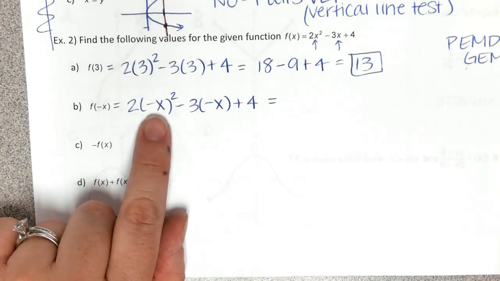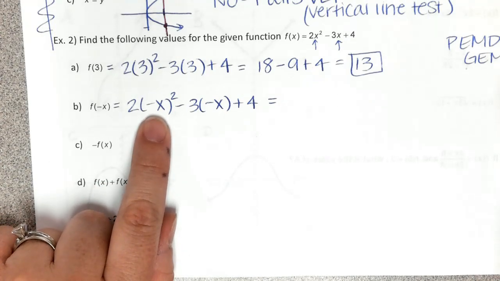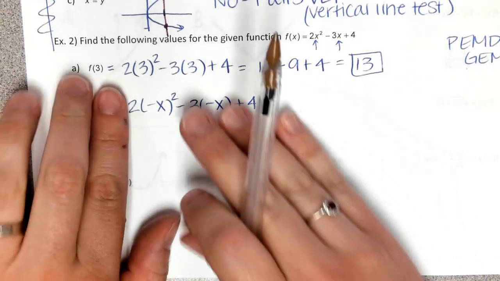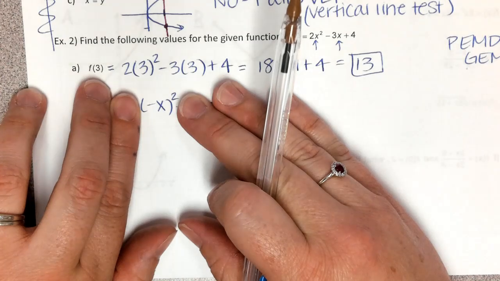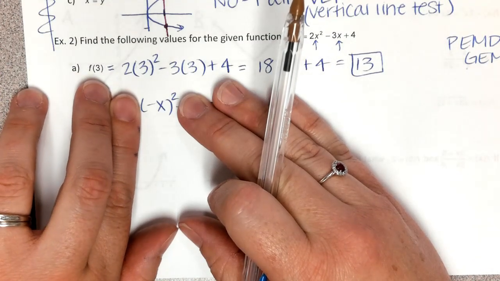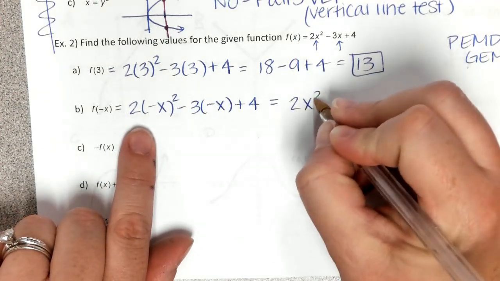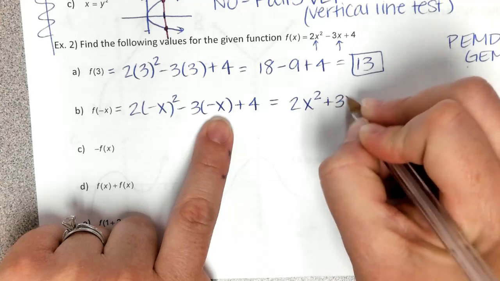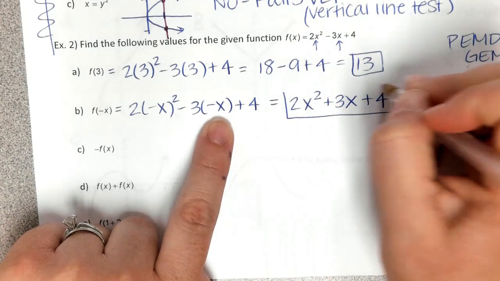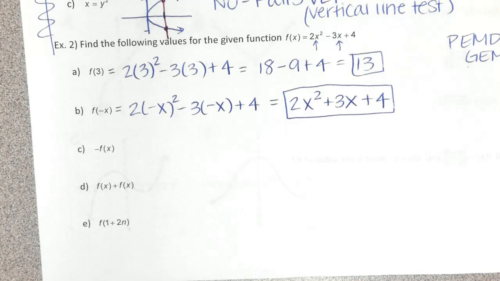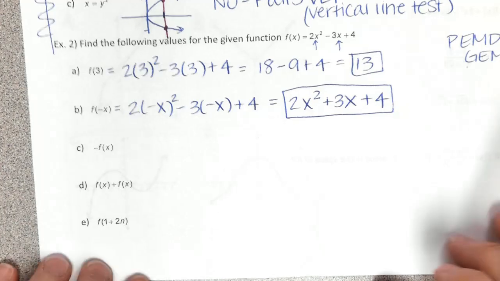All right, so what do we get? What's negative x squared? Negative x times negative x is a positive x squared, right? So that's going to be 2x squared. Negative 3 times negative x is plus 3x plus 4. So, while you were right, yes, that is a function, I was trying to say that you get an expression with x in it. Okay? All right, this one.